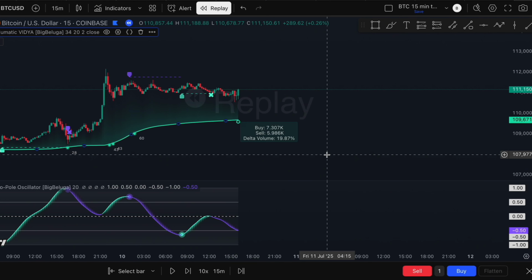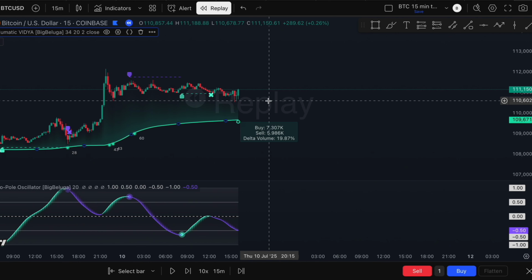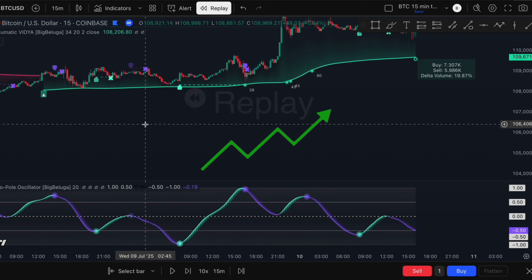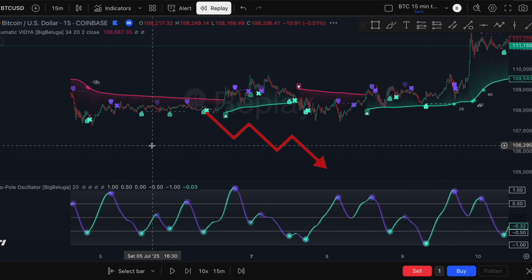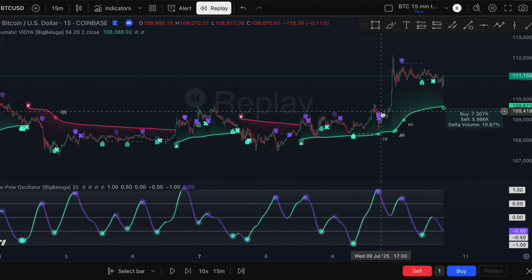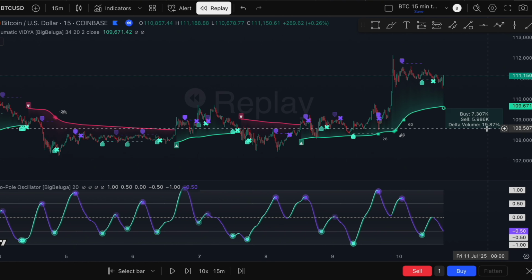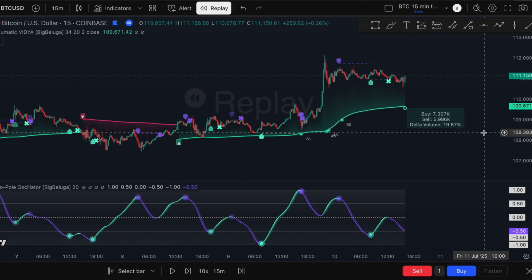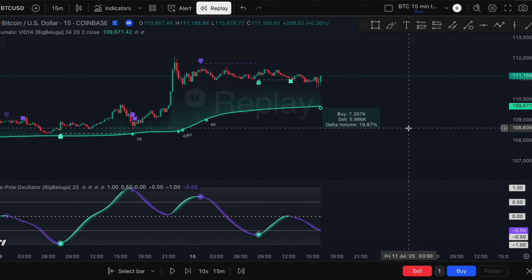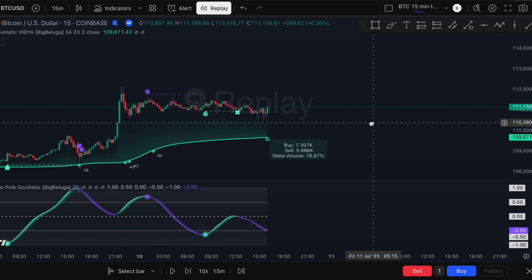The VIDIA indicator's primary role here is to confirm trend, direction, and strength. A green trend ribbon indicates a bullish trend, while a red trend ribbon signifies a bearish trend. Importantly, the strategy emphasizes using delta volume as a measure of trend strength. A trend is considered strong enough if the delta volume is at least 20%, or minus 20% for bearish trends.